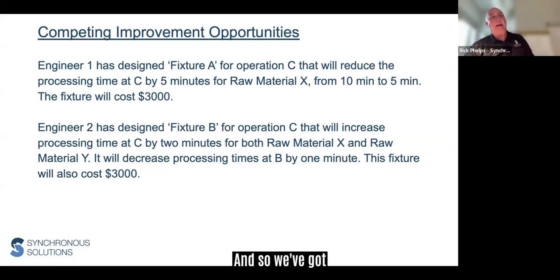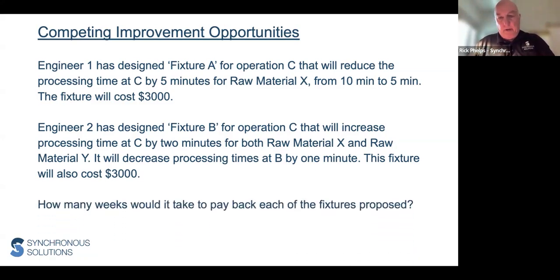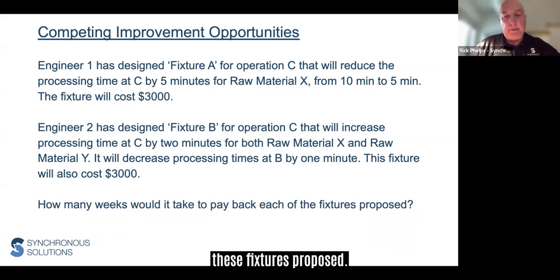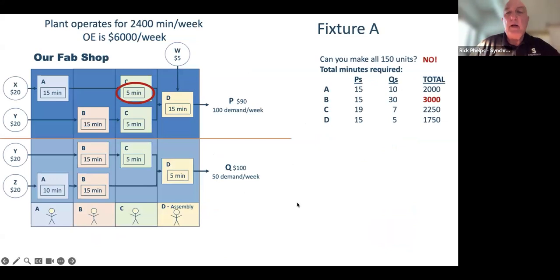All right, we're back. And so we've got two competing ideas, fixture A and fixture B. We're going to try and figure out how many weeks it would take to pay back each of these proposed fixtures. All right, so with fixture A, it's going to change the time at C for this process, all right?